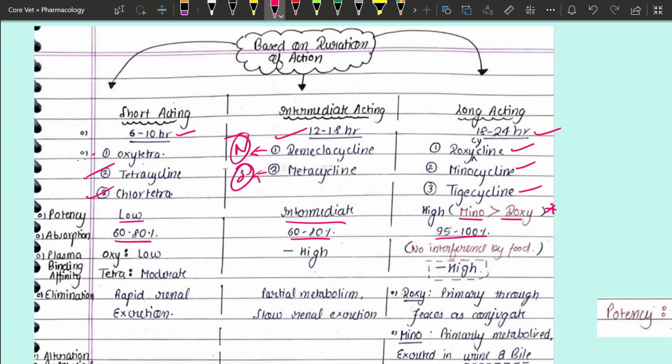And one more important property of the long acting is that they are not hindered by the food that is present in your stomach. Okay, so there is no interference in the absorption due to the presence of food in the stomach, right? So this is an important point that you can note down, right?